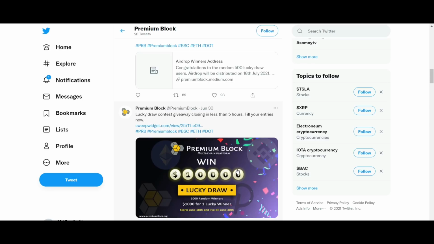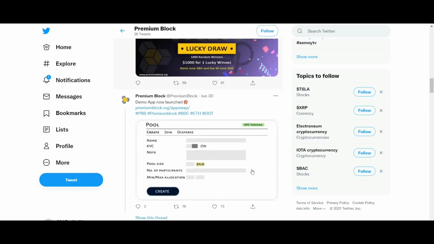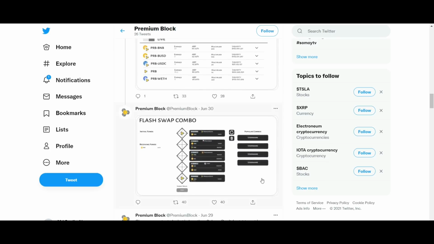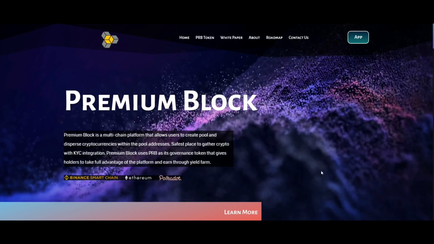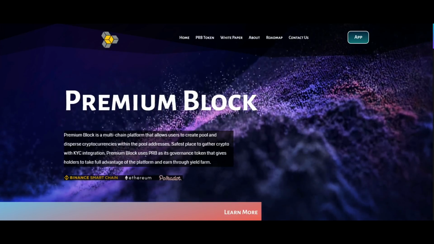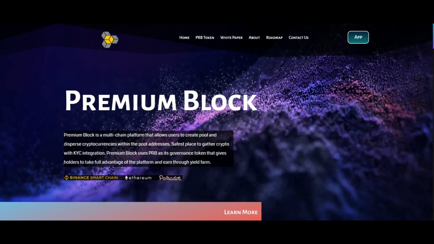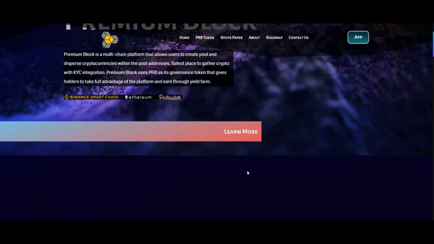Here, Premium Block service allows users to safely harvest crypto with KYC integration. Pools can be protected against a variety of harmful things thanks to KYC integration. PRV is a native token launched by Premium Block and will serve as a utility and governance token. The PRV token is based on Binance BEP20 with a total supply of 60 million PRV. The use of PRV is mainly as a utility and governance token, where users can use the PRV token to participate in governance platforms and join yield farms to earn passive income.